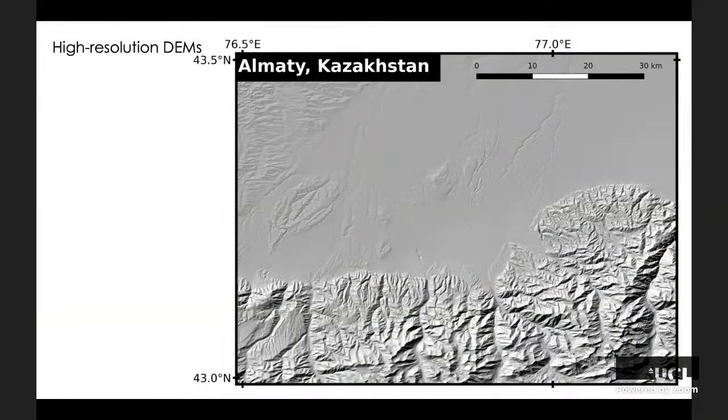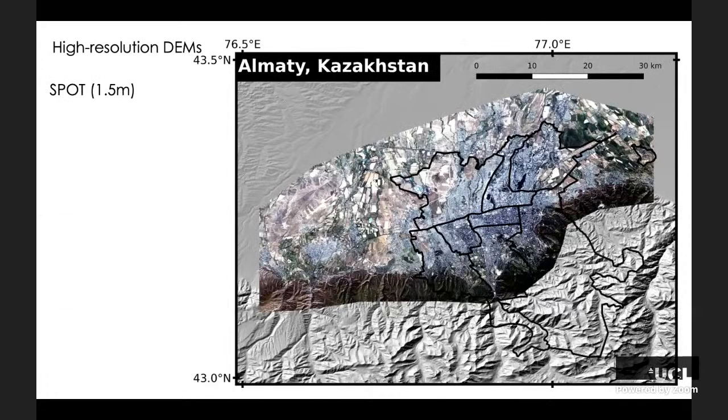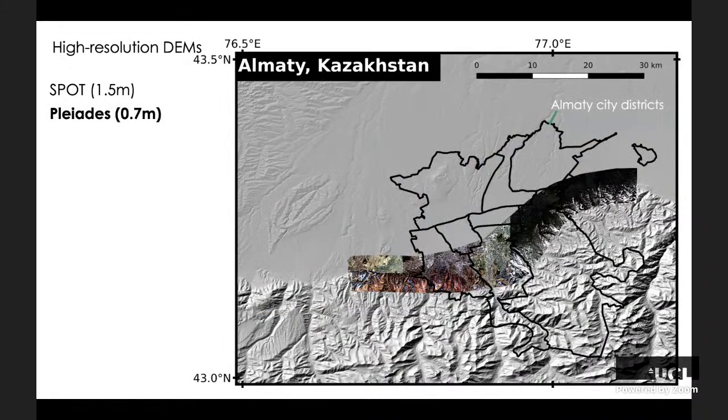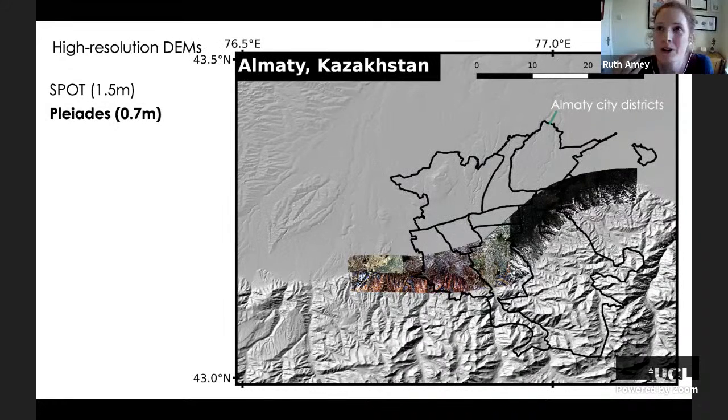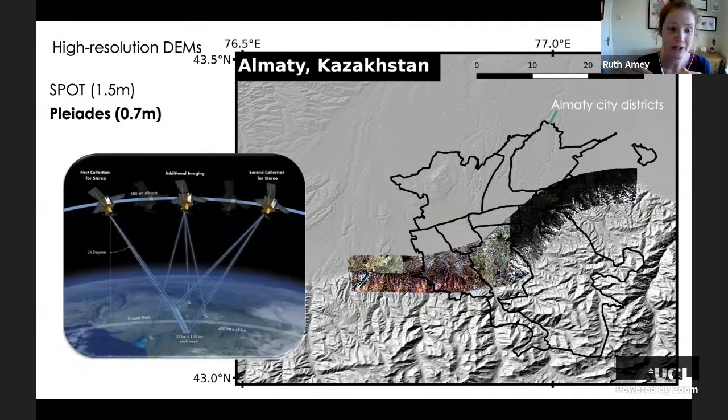So to do this, we're creating high-resolution digital elevation models using optical stereo imagery. Here we have SPOT imagery, which is 1.5 meter resolution, and you can see it extends across the whole of Almaty city. We also have Pleiades imagery at 0.7 meter resolution, mapping the range front. For each of these areas, we have stereo imagery. This means we have images taken at different angles, and by using photogrammetric methods, we're able to create a digital elevation model across the whole of Almaty city in really high resolution.